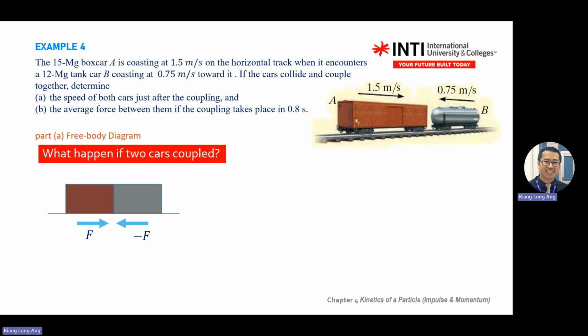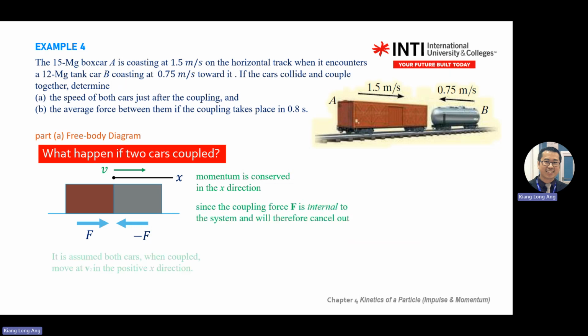So if two cars are coupled, right? So F will move to the left, F will move to the right. Momentum is conserved in X direction. Because it happened in the center, they join together, means the force happened inside the bodies. We are not interested to look at what happened inside the bodies. It's called internal impulse. We're not interested. We look at the whole system. So here that's why we take out the FT.